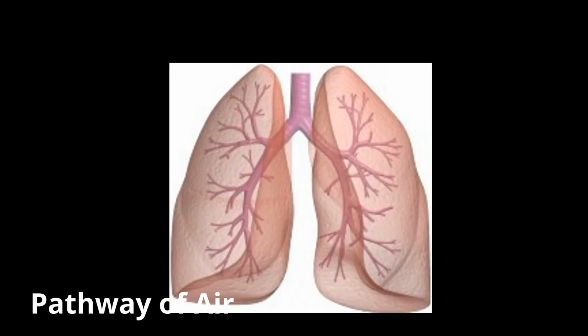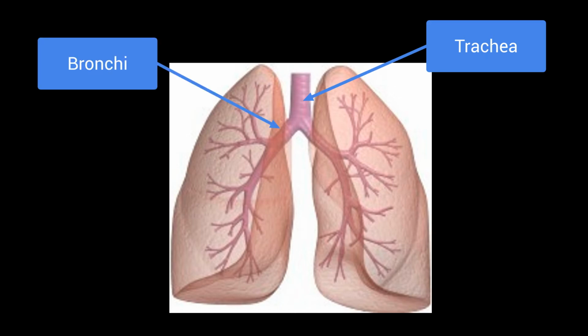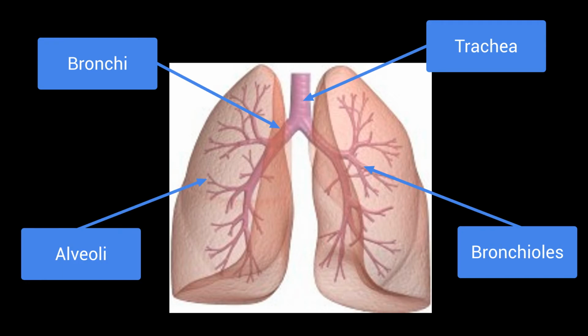We breathe in air through our nose or mouth, and this travels through the trachea, also known as the windpipe. From here, the trachea splits into two branches leading to each lung. These branches are known as bronchi. The bronchi then split into smaller branches known as bronchioles. At the end of the bronchioles, we can find the alveoli, which are millions of tiny air sacs, and this is where gas exchange takes place.